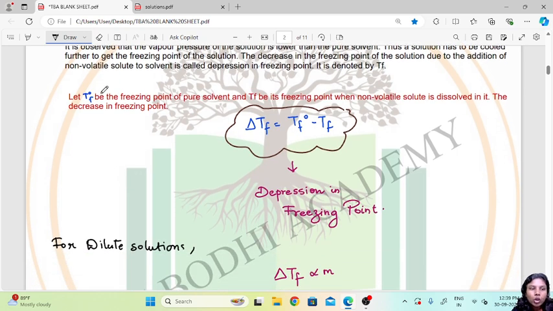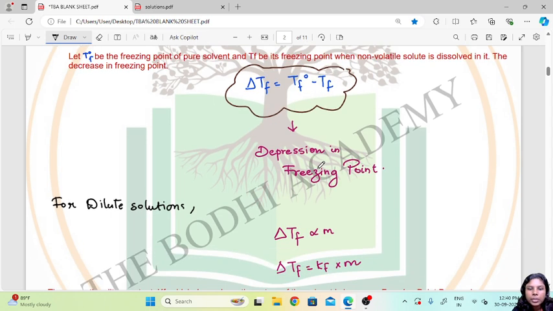Now let T naught F be the freezing point of the pure solvent, and Tf is the freezing point of the solution with the non-volatile solute present in it. So the decrease in the freezing point, that is delta Tf, will be given by T naught F minus Tf, where T naught F is the freezing point of the solvent and Tf is the freezing point of the solution. So this is the depression. This equation gives us the depression in the freezing point.